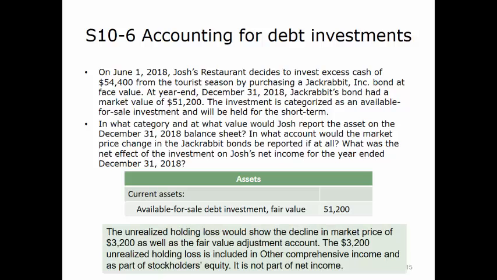The unrealized holding loss in the fair value adjustment accounts would report the decline in the market price of $3,200, but there would be no net effect on Josh's net income because the unrealized holding loss is reported in other comprehensive income, which is part of stockholders' equity and not in net income. This is the conclusion of the demonstration for the exercises for Chapter 10.